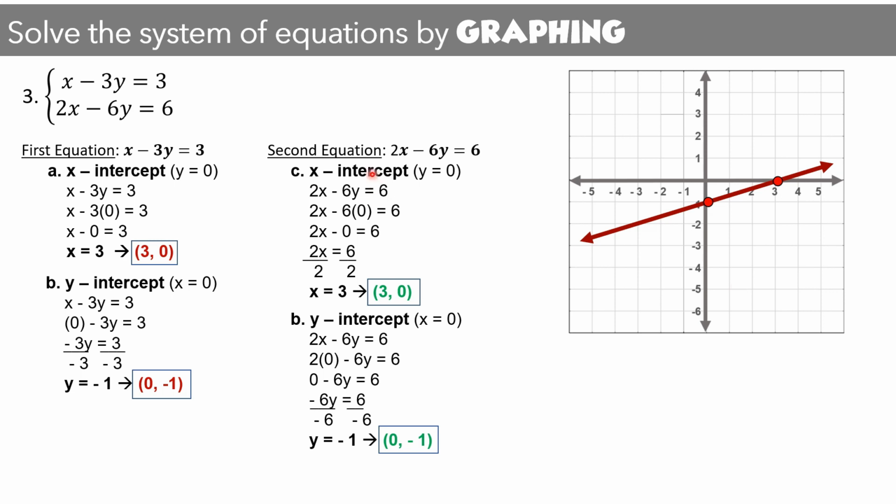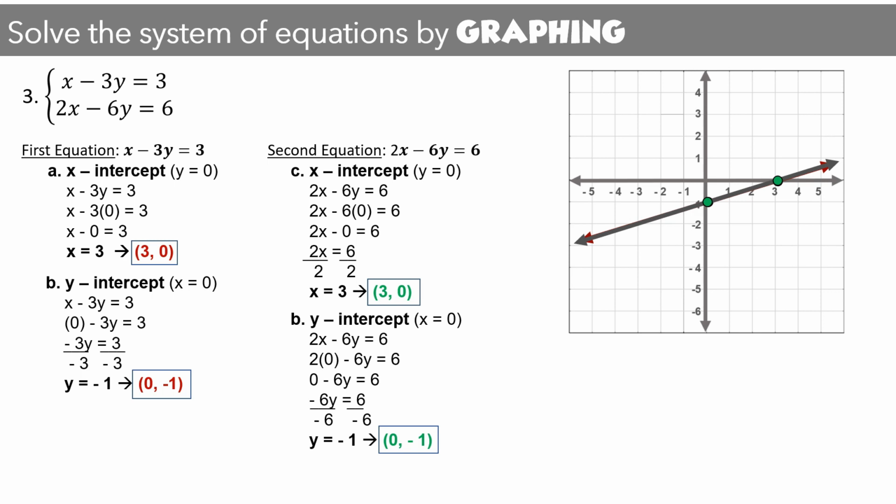Let us graph. For the x-intercept, we have to look for 3. So, this is the x-axis and 3 is here. It means we will graph our point in this area. And then for the y-intercept, we have -1. So this is the y-axis and -1 is also in this area. So let us graph our point, then connect the line.